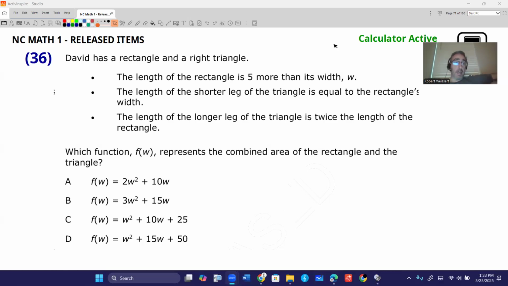Y'all, I think I just lied to you. I said there's no decimal shortcuts. I think I figured out a way. So if all that work really stressed you out on 36, let's think of this as a numerical approach, okay?